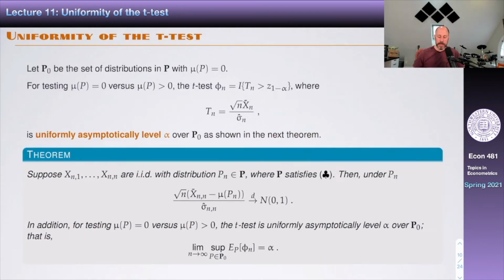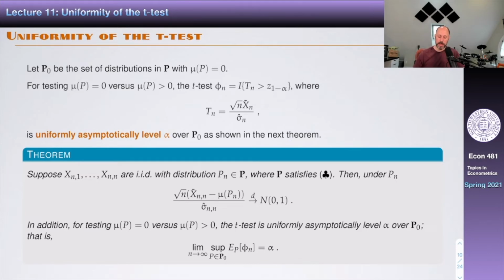Let bold P be the set of distributions in P that have mean equal to 0. For testing the mean equal to 0 versus the alternative that the mean is positive, the test that rejects when the test statistic is greater than the quantile of a normal, where the test statistic is just the t-test statistic, is uniformly asymptotically level alpha over bold P, as shown in the next theorem.